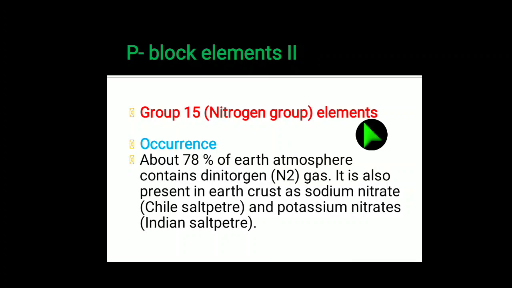Nitrogen occurrence: about 78% of Earth's atmosphere contains dinitrogen gas. It is also present in Earth's crust as sodium nitrate and potassium nitrate.